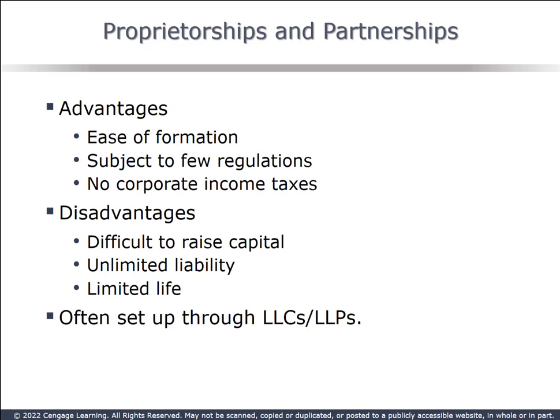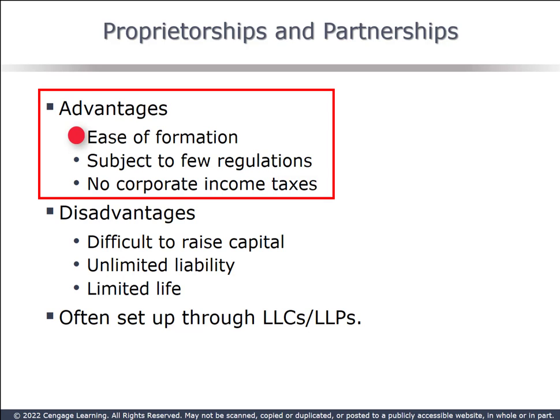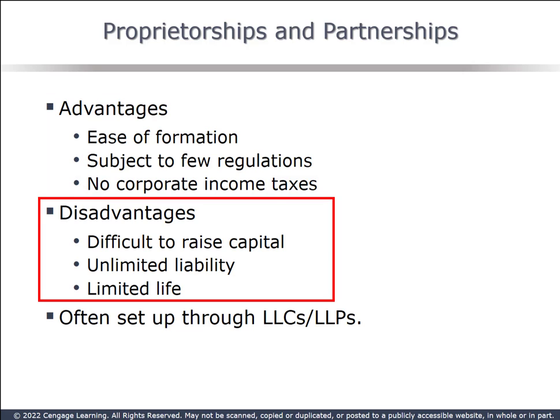Sole proprietorships and partnerships do have some advantages. They're very easy to form. You can be a sole proprietor tonight by selling something on eBay. A sole proprietor is subject to very few regulations. All income flows to you as ordinary income. On the other hand, if the business flourishes, it's difficult to raise funds to expand. A sole proprietor has unlimited personal liability. And when the sole proprietor or a partner dies, the business dies with him. These are sometimes set up as LLCs, limited liability corporations, or LLPs, limited liability partnerships. You'll see these with law firms and medical practices where each individual carries their own liability insurance.